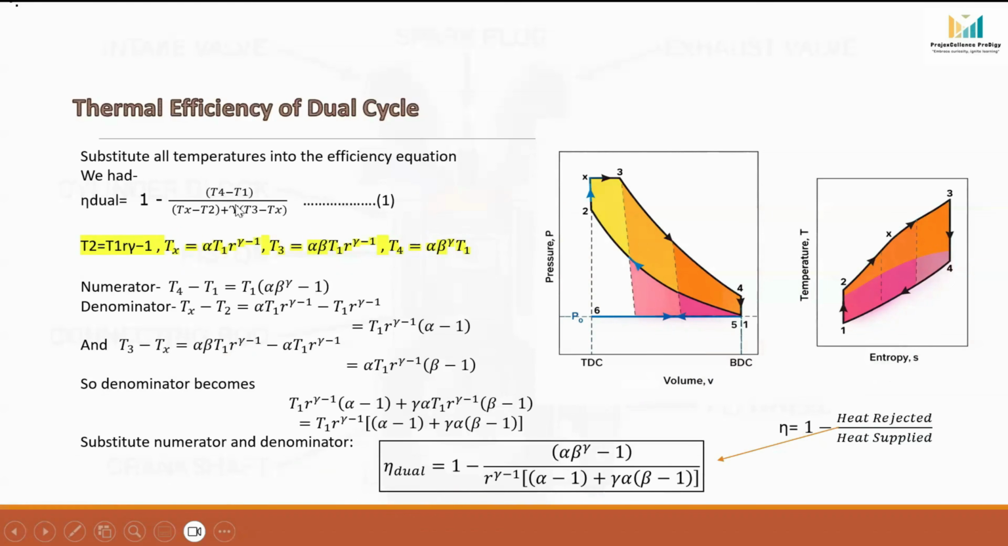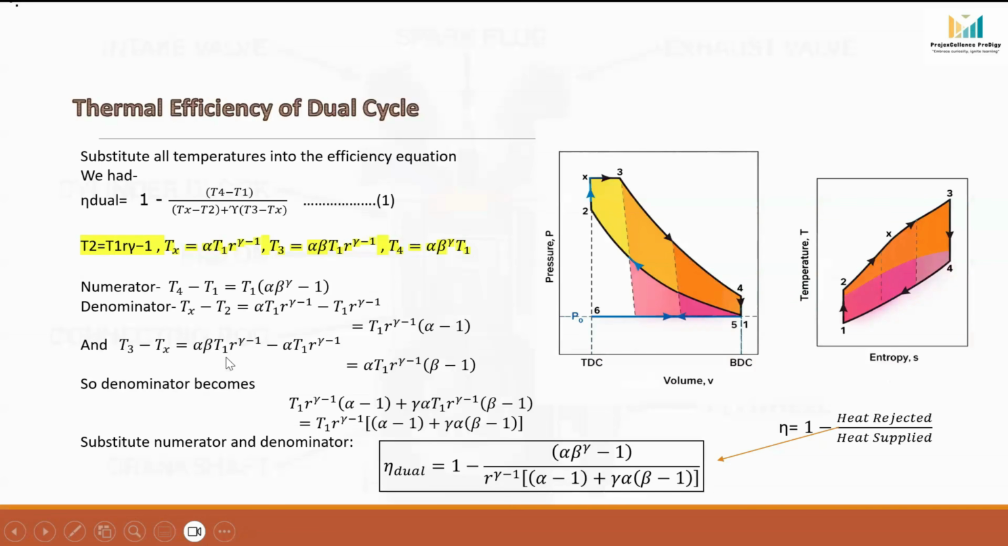Now we will substitute all temperature values into the efficiency equation we had. So these are the temperature values we just derived in previous slides. So the numerator becomes T4 minus T1 is equal to T1 alpha beta raised to power gamma minus 1, and the denominator: Tx minus T2 is alpha T1 R raised to power gamma minus 1 minus T1 R raised to power gamma minus 1. So here, T1 R raised to power gamma minus 1 into alpha minus 1.